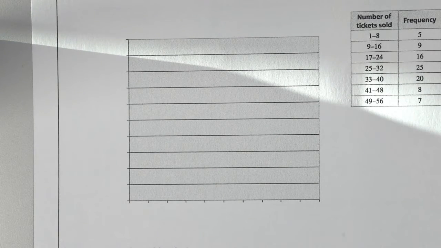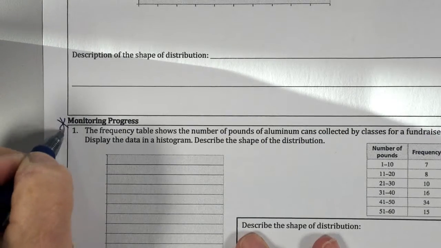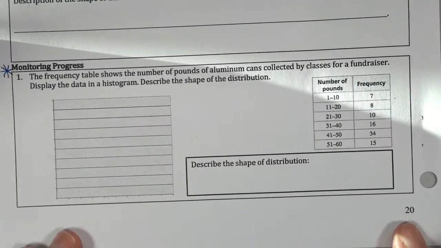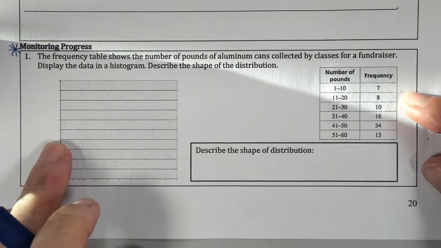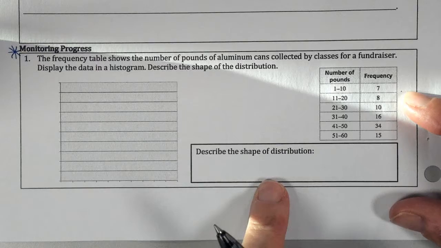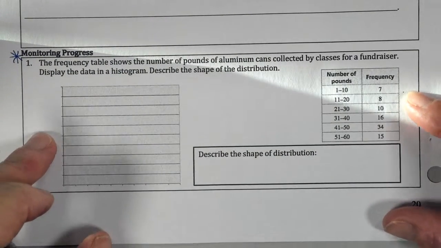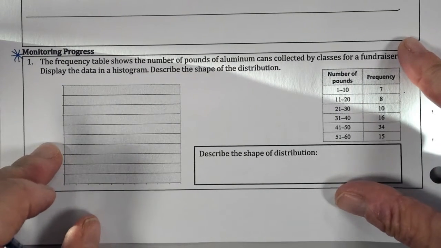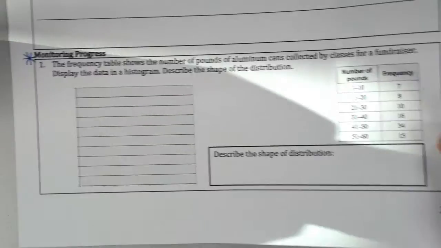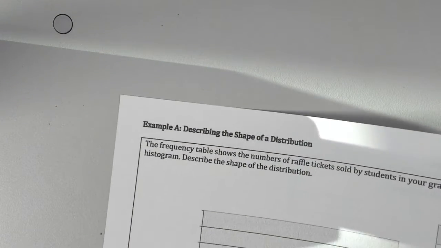So what I'd like you to do, just in order to reinforce your learning from example A, is go in and do the monitoring progress, which is at the bottom of page 20. And what you're going to do is create a frequency. You're going to use this frequency table. You're going to describe the shape of distribution based on the histogram that you do right there. Okay, so that's what you're going to do, and then I will post this answer on Canvas so you could double check your work.